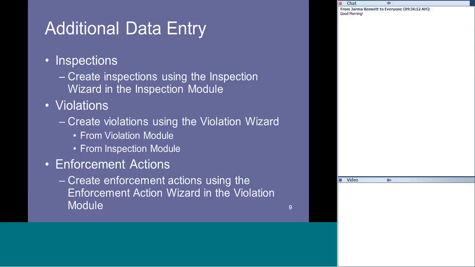Similarly, with enforcement actions, we have an enforcement action wizard that you access from the violation module. And so if you have a violation and then write a subsequent staff enforcement letter or NOV for it, you want to start on the violation record that led to that enforcement action. And again, the links will be made for you.